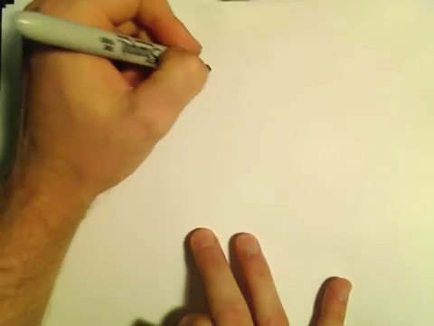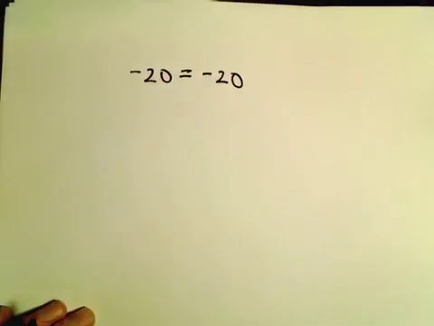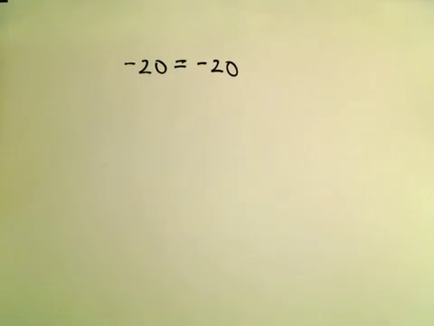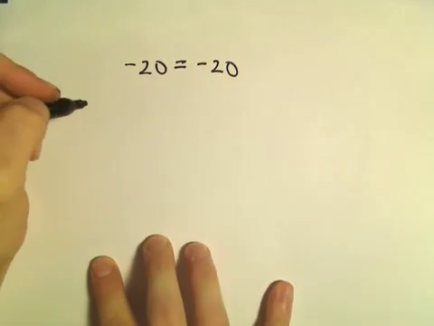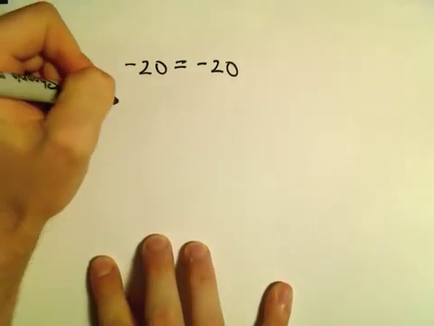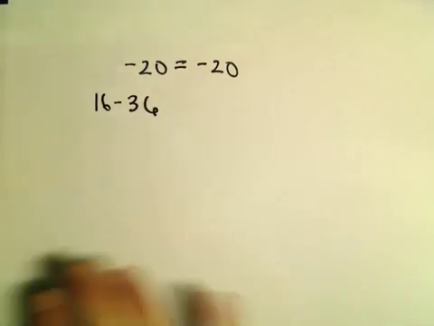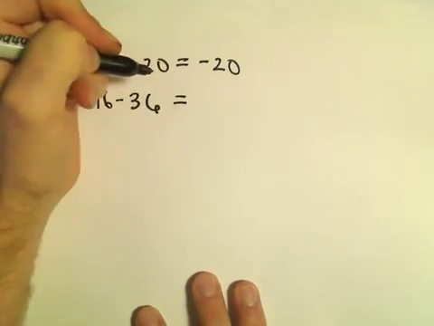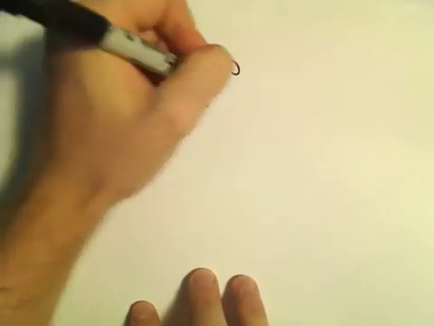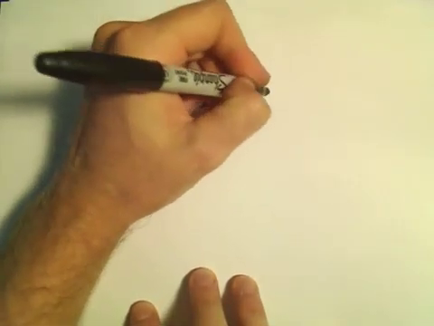So negative 20, well, that certainly equals negative 20. No arguments there, I think. Let's break up negative 20. I'm going to break it up on the left. I think I'm going to write that as 16 minus 36. Certainly you still get negative 20 there. And on the right side, I'm going to write that as 25 minus 45.